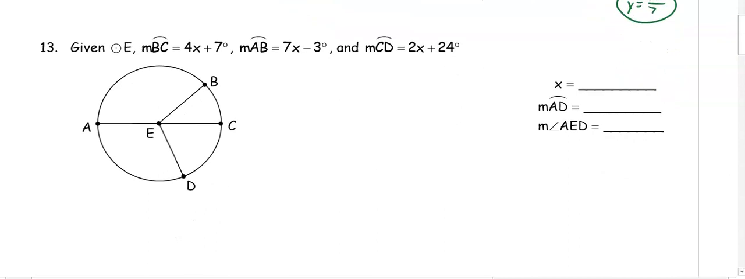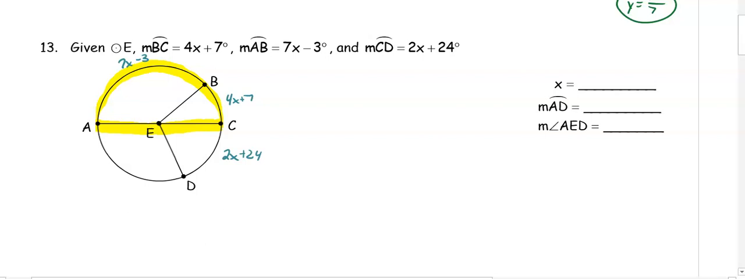In number 13, given circle E, arc BC is 4x plus 7, arc AB is 7x minus 3, and arc CD is 2x plus 24. So first thing we want to do is solve for x. We know that from A to B to C that we have a semicircle because AC is a diameter since it's going through the center of the circle and it's a straight line.